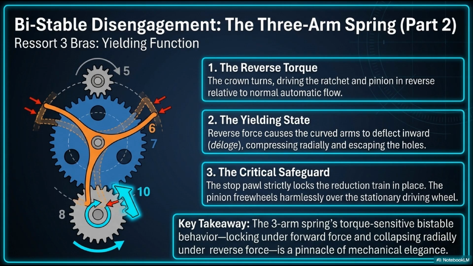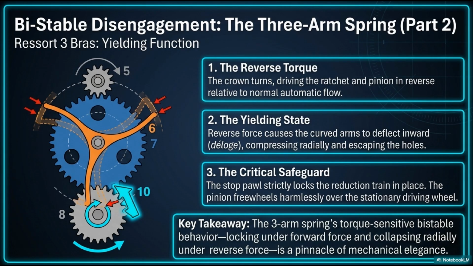Step 2, the yielding state. Here is the genius of the design. This violent reverse force pushes backwards against the tips of the 3 spring arms, 6, resting in the holes of wheel, 7. Because of their specific curve geometry, this reverse pressure causes the arms to instantly deflect inward, compressing radially toward the center. As they compress, they pop out, or delog, escaping the holes entirely.